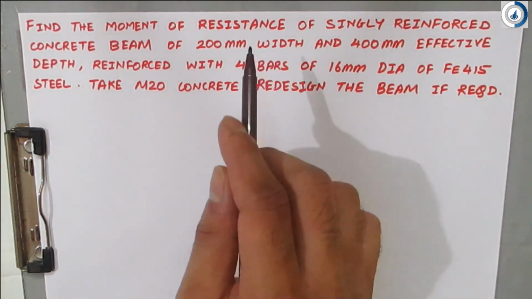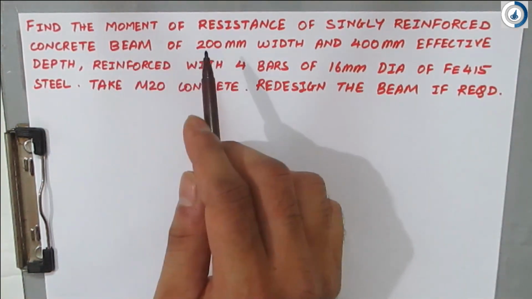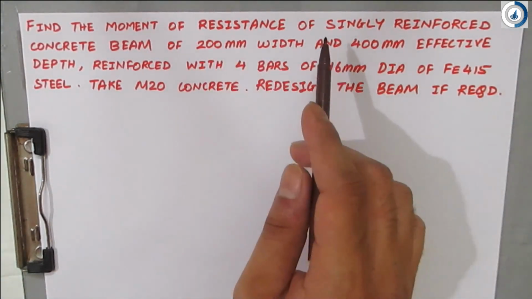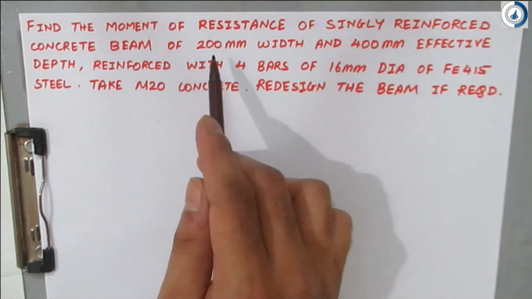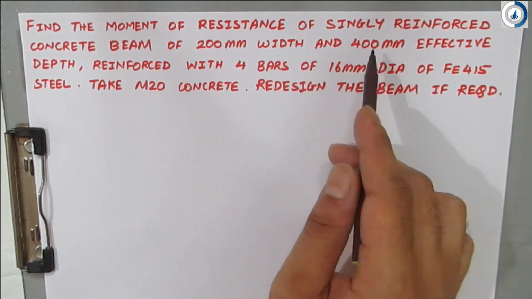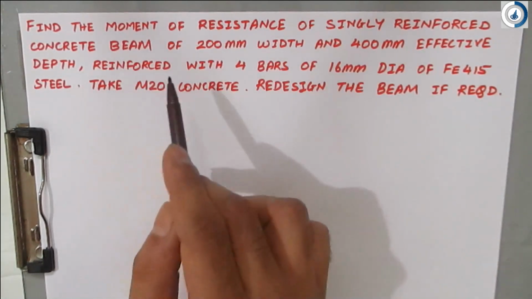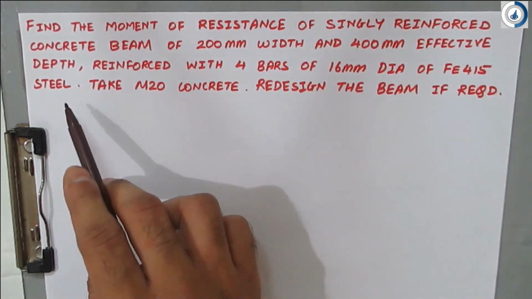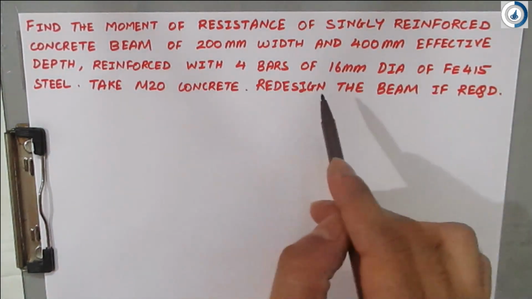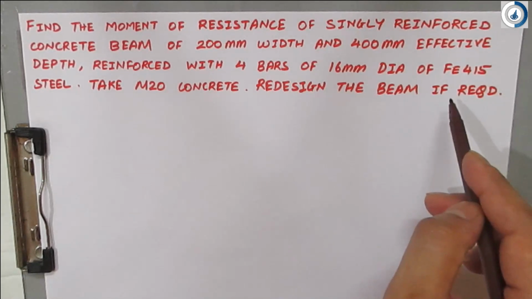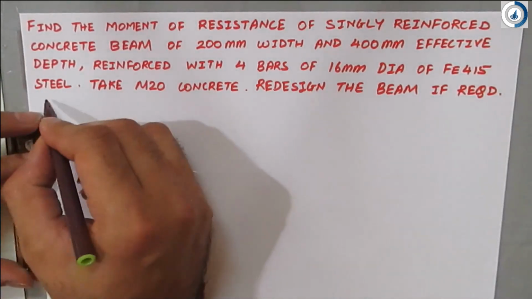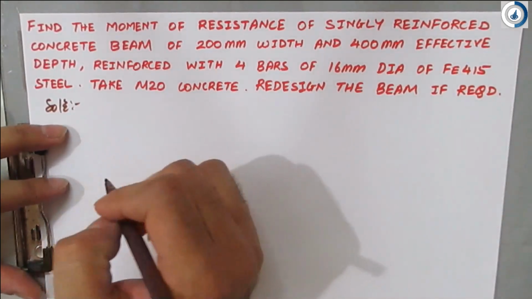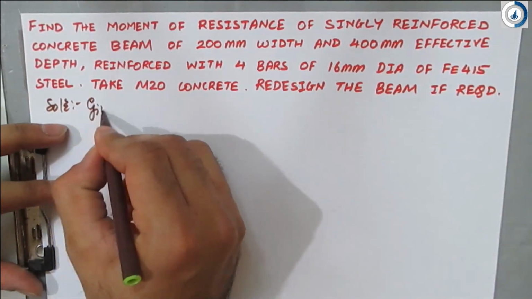As soon as you see that you have to find the moment of resistance, you have to assume that it is an analysis problem of a singly reinforced concrete beam of 200 mm width and 400 mm effective depth, reinforced with 4 bars of 16 mm diameter of Fe415 steel. Take M20 concrete, and you should redesign the beam if required. As usual, you have to write down the given data, the common practice in my RCC videos. So, given data.